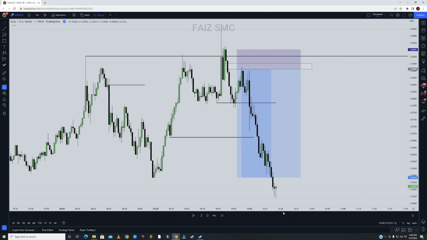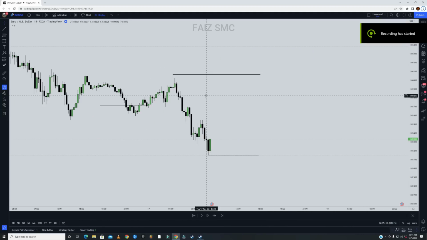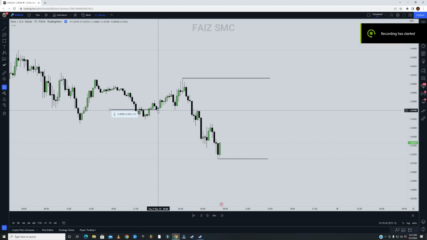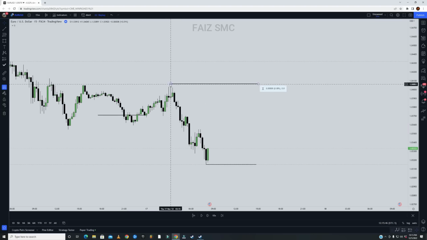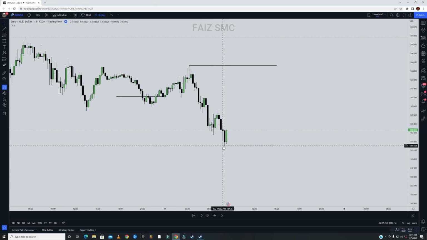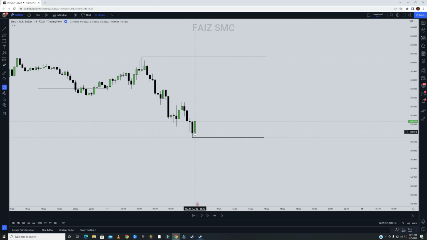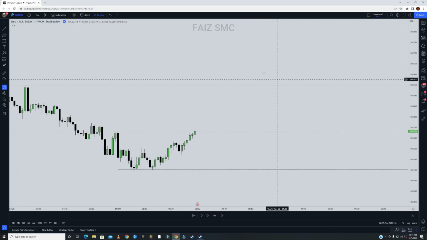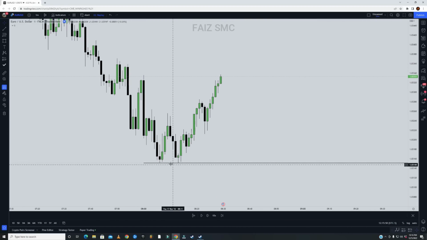I'm going to give you guys another example. See you guys in example number 2. Here is example number 2. As you can see, I've marked the midnight open, which is here, right? And then I have the daily high, and then I have the daily low marked at 8 a.m., and this is the 8:15 candle. So let's drop down to the 1 minute time frame. We have this daily low here.